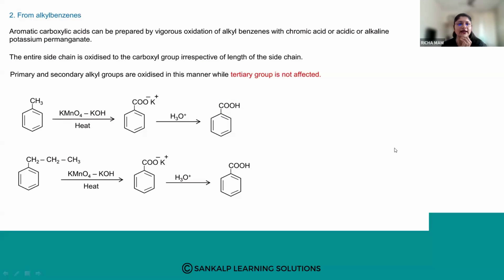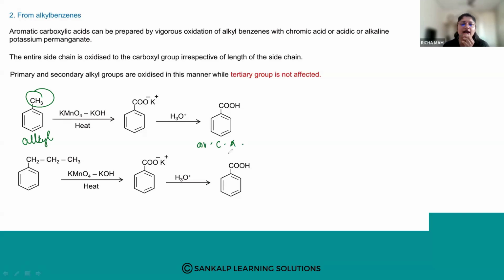Okay, from alkyl benzene. That is when you have aromatic carboxylic acids. Okay, so aromatic carboxylic acid can be prepared by this particular method where you have alkyl benzenes. Okay, alkyl benzenes means what? You have a benzene ring and an alkyl substituent, right? So from alkyl benzene, you can prepare your what? You can prepare your aromatic carboxylic acid.